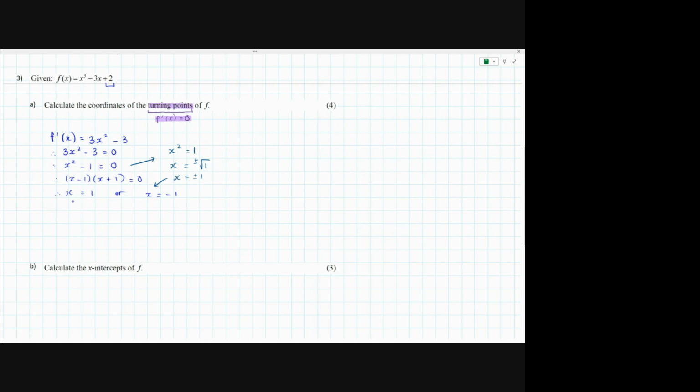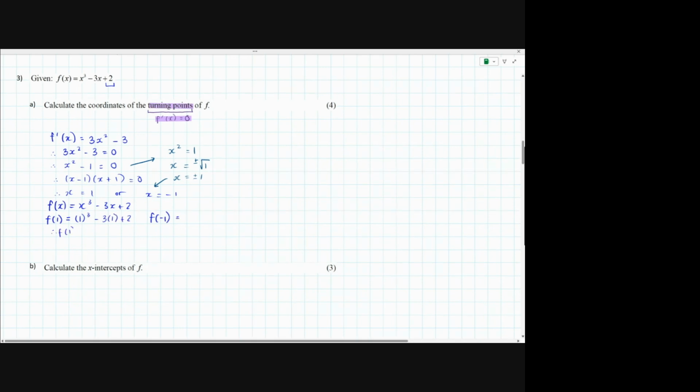Right, I now need to get the y coordinates. I've got the x, I now need the y. Remember, to find y, you need to substitute back into your original f of x expression, so the x cubed minus 3x plus 2. So we need to work out what f of 1 is and what f of -1 is. Now, grade 12, this is just a substitution, so I don't actually need to see you substituting in. I'm going to show it to you just so that you can see, but I don't need to see this. You can go straight to your answer. There's nothing wrong with that.